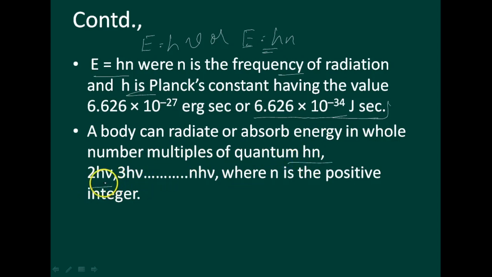A body can radiate or absorb energy in whole number multiples of the quantum hν: hν, 2hν, 3hν, nhν, where n is a positive integer. You should remember Planck's constant value, 6.626 × 10^-34 joule second.